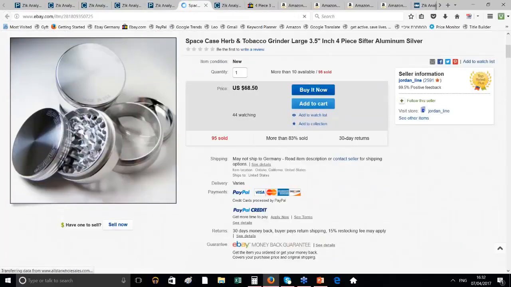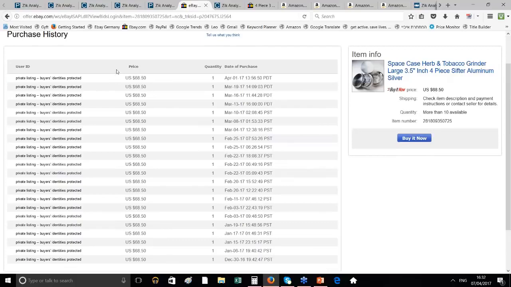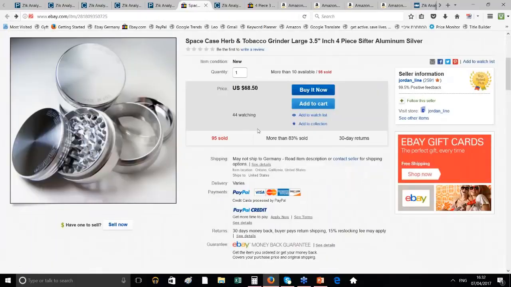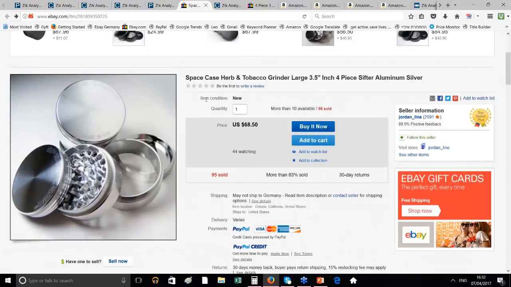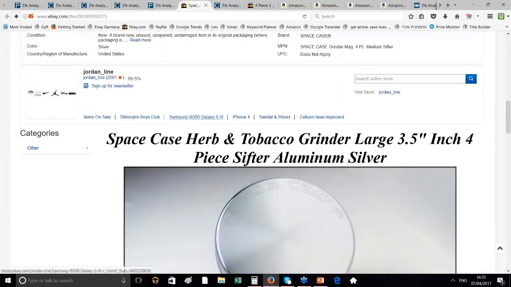And we can see that this guy, wow, I don't believe it. Wow, look, he sold this item for $68. Let's try to understand what is so famous. Okay, it's a space case tobacco grinder. It's 3.5 inch. Okay, it's 4-piece. It's sifter aluminum silver. Let's try to find out if there is a similar item on Amazon.